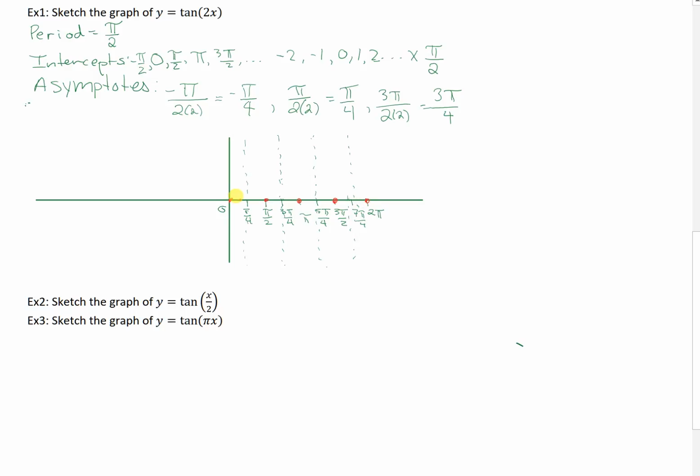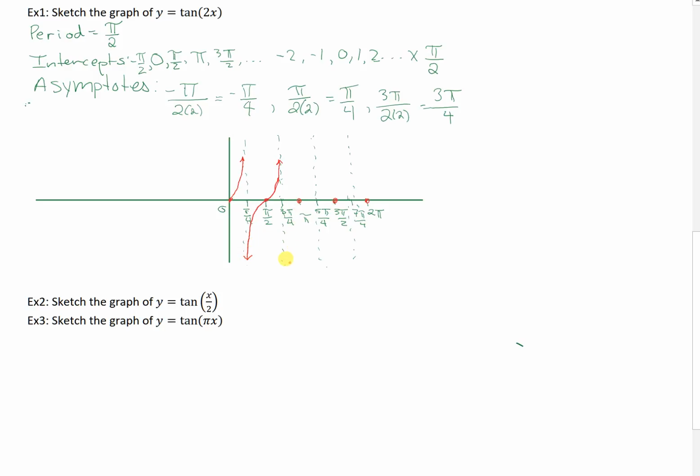Again, my behavior from 0, the graph starts going up. Again, use arrows to show that it continues. And then remember, think about the unit circle. It all of a sudden switches to negative. So it drops way down here, comes up to 0, wiggle there, and then continues up.